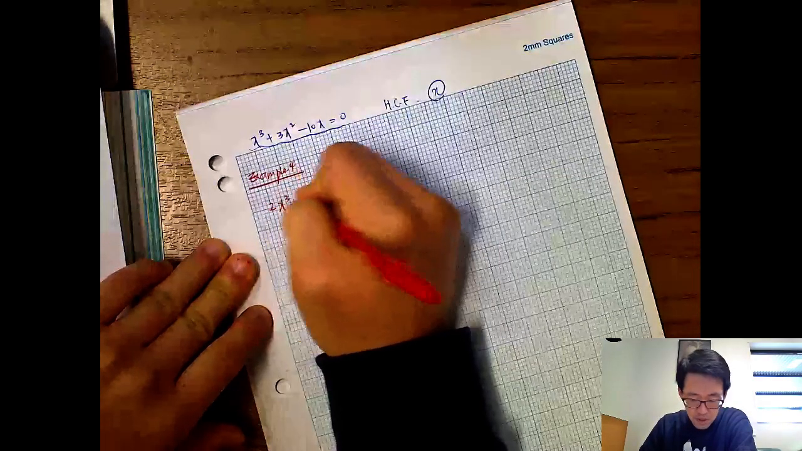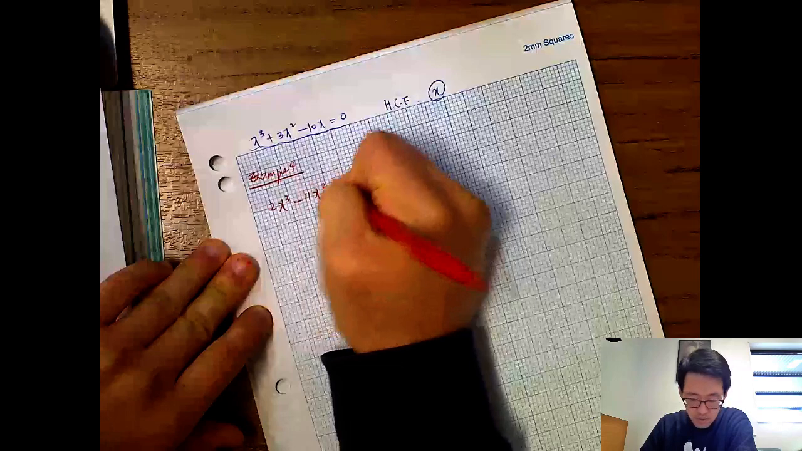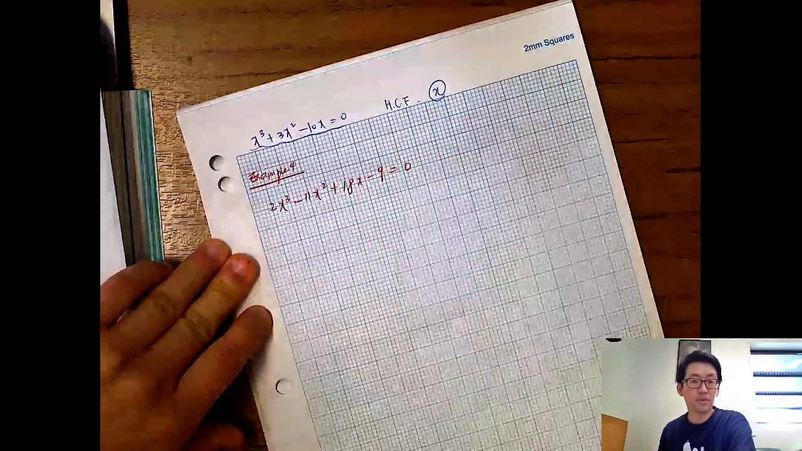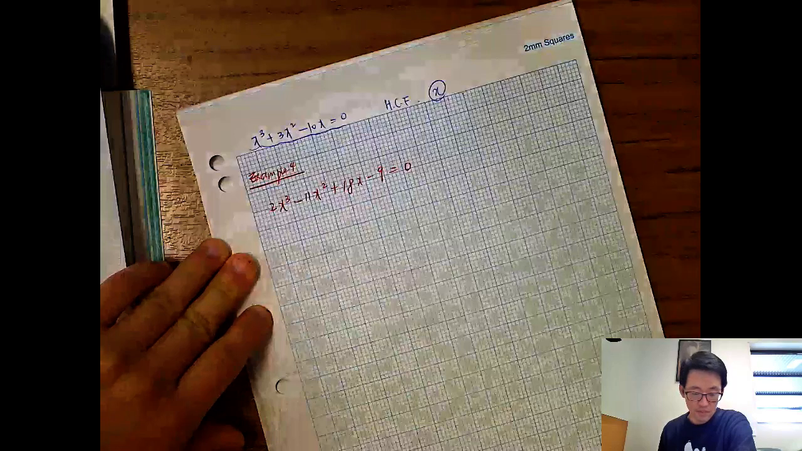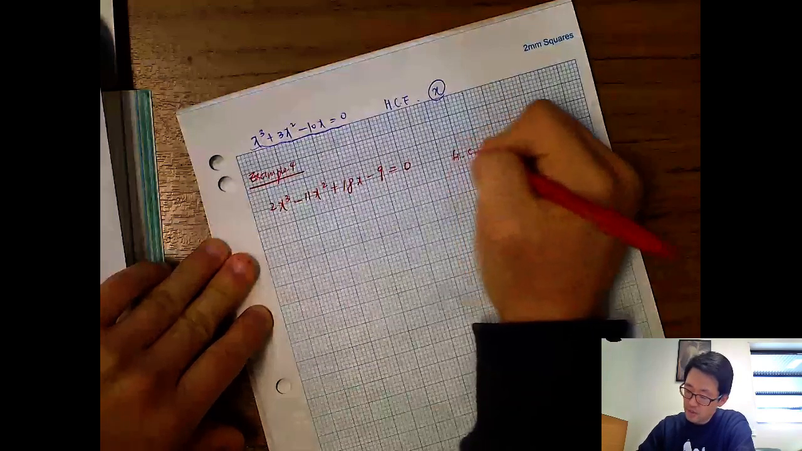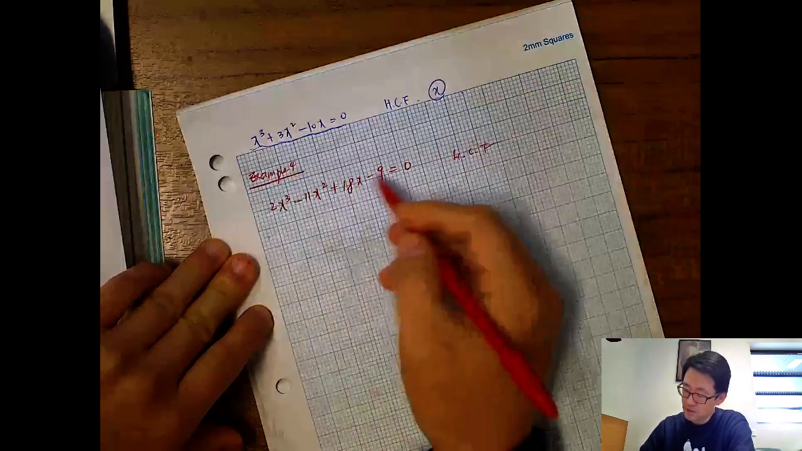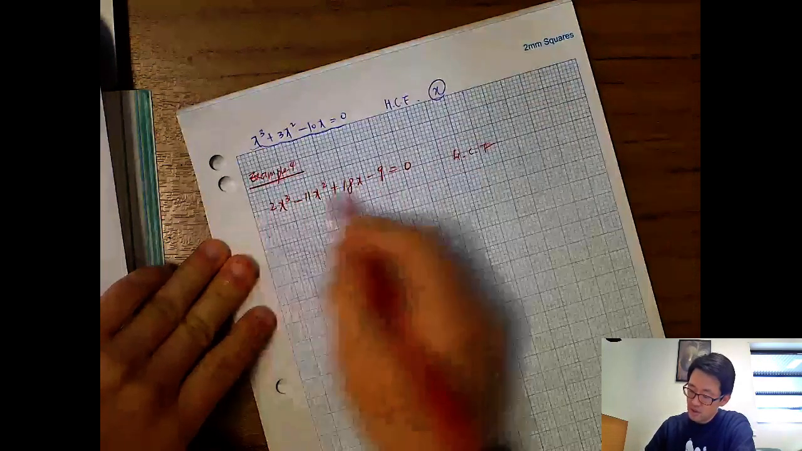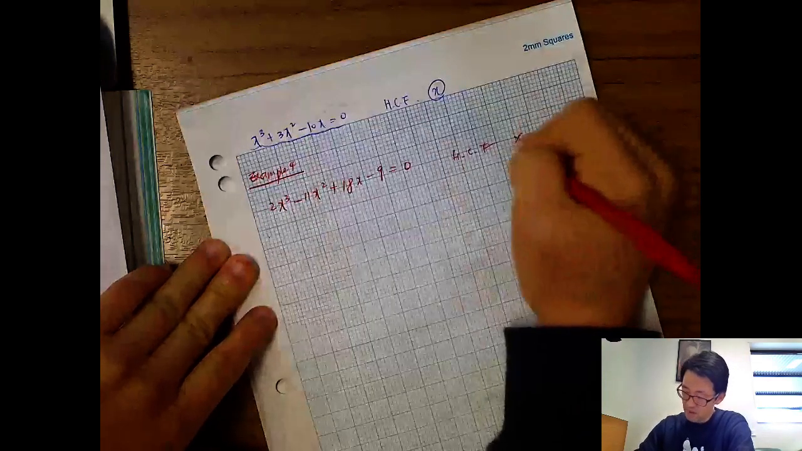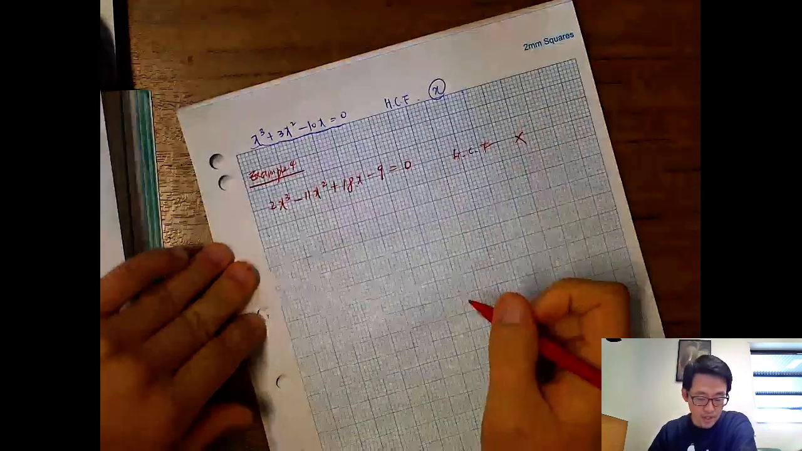2x cubed minus 11x squared plus 18x minus 9 equals 0. Do we have a highest common factor here? No, there is no x. Not even, it's an odd number there. I don't have it. Okay.